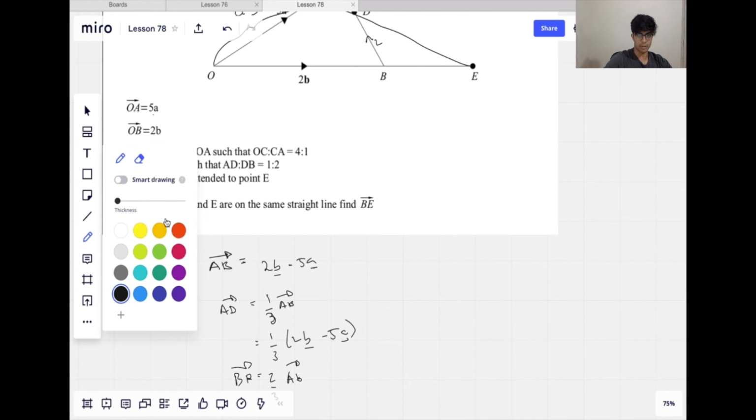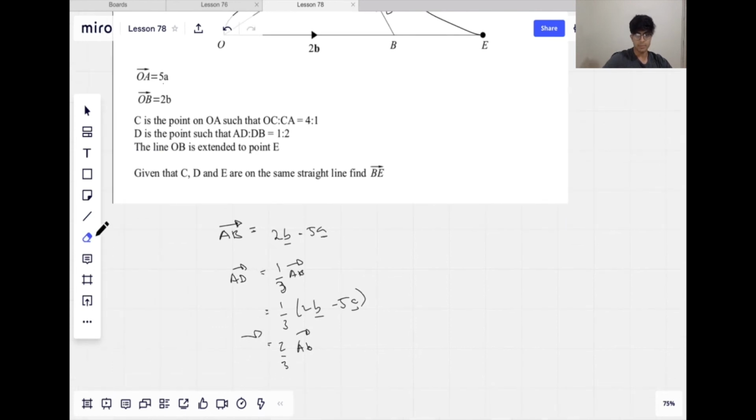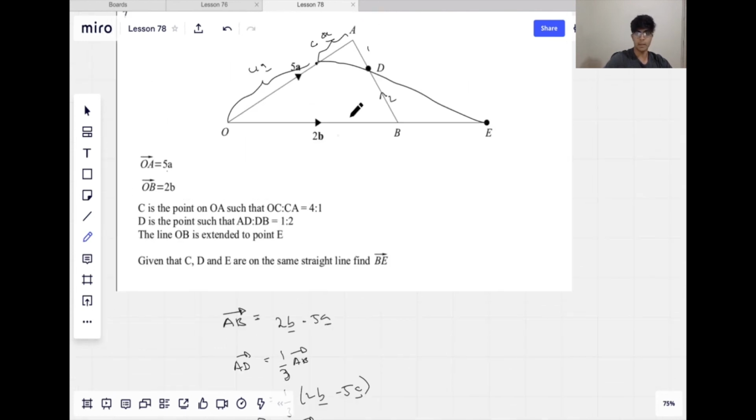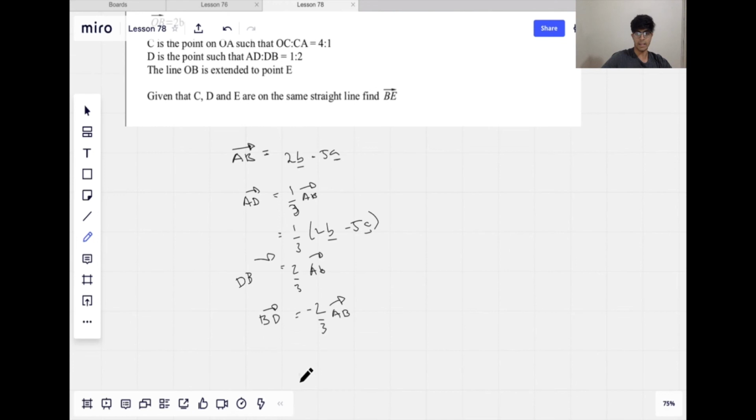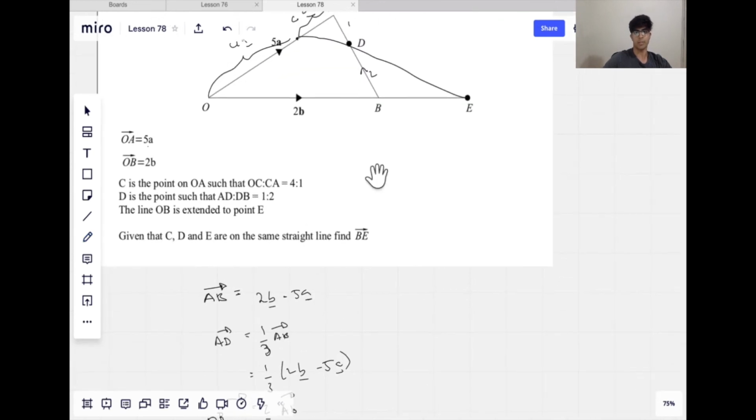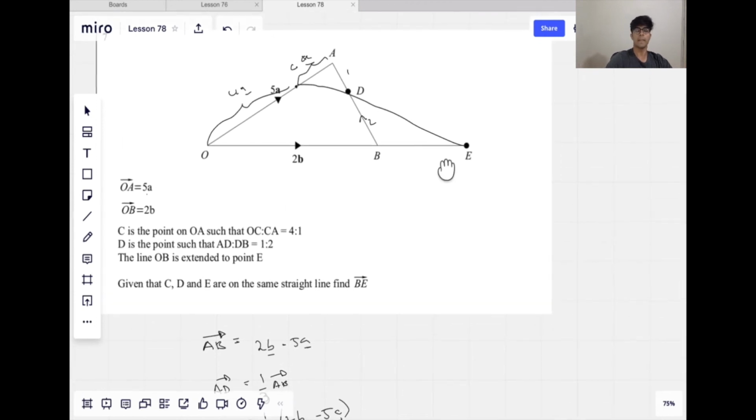And we're concerned with B to D. We know D to B is 2/3 of A to B. And so we know that B to D, which is the opposite direction, is minus 2/3 of A to B. And A to B is 2b minus 5a. We've got that information. Now we need to figure out what D to E is.